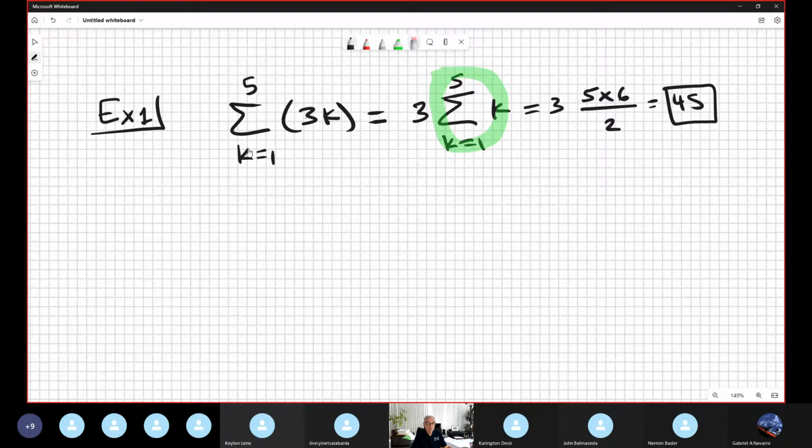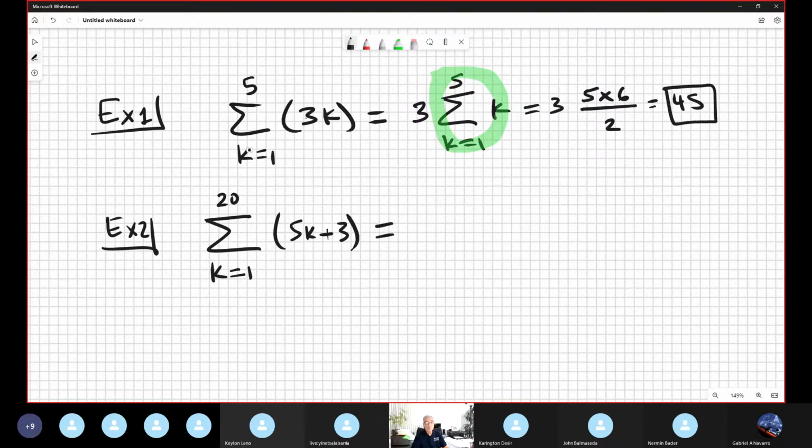Okay, example 2. Suppose summation, k equals 1 to 20. Oh, it's a little bit long, not too much, but it's long. Of the expression 5k plus 3. You can do that in this way, but in my opinion, you separate it in 2.